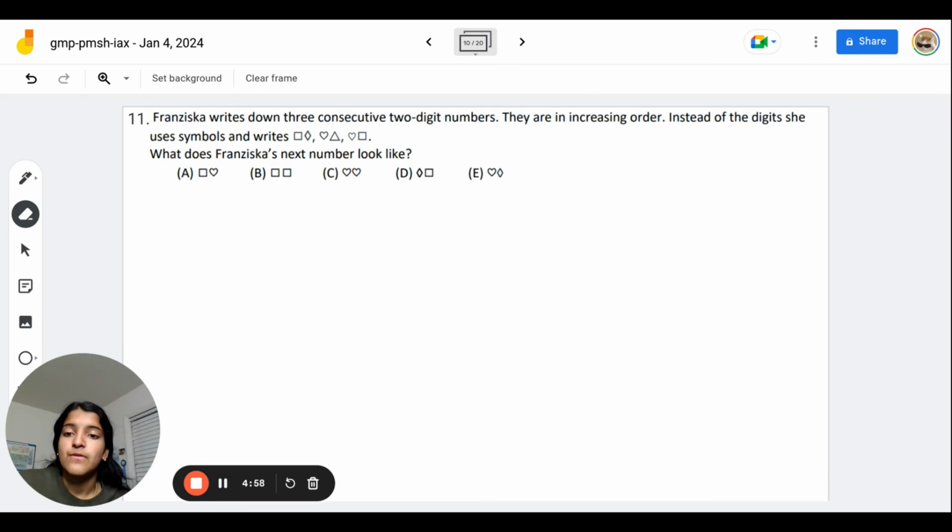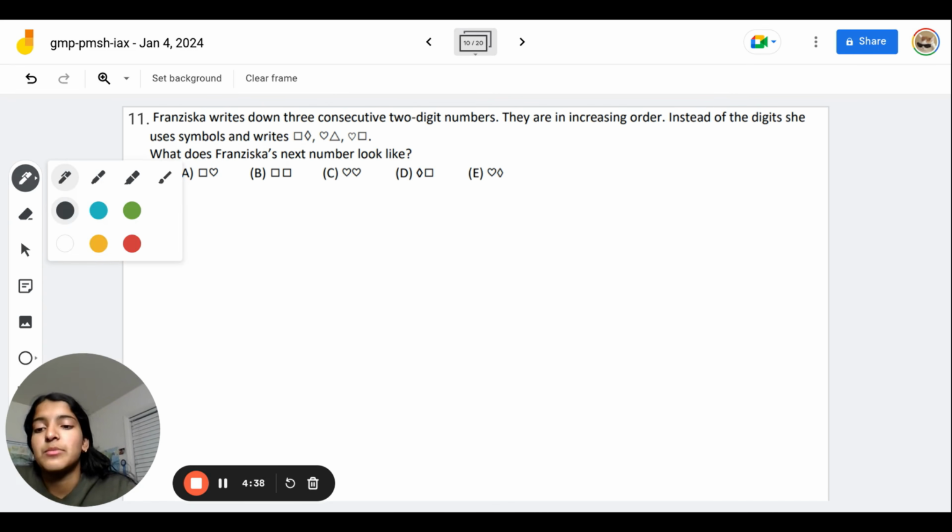Number 11. Francesca writes down 3 consecutive 2-digit numbers. They are in increasing order. Instead of the digits, she uses symbols and writes square, diamond, heart triangle, heart square. What does Francesca's next number look like? So for this one, we need to find some of the similarities within the 3 consecutive numbers.